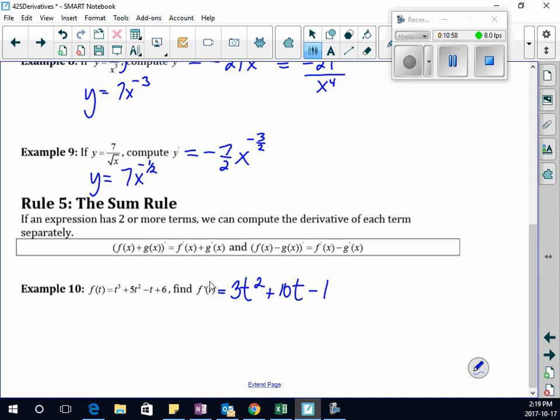But say you forgot that the derivative of just a variable is 1. The 1 power would go in front, and then what's 1 subtract 1? 0. What's anything to the power 0 except for 0? It's 1. Does everybody understand how I got that?